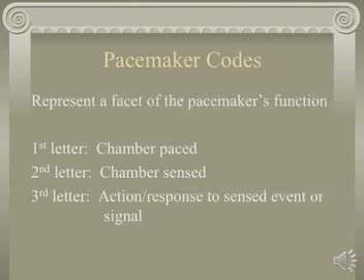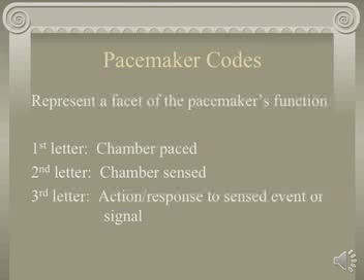All pacemakers have international codes, which consist of 3 letters, each representing a facet of the pacemaker's function. There are actually now 5 codes for pacemakers due to the internal cardiac defibrillators. But what I want you to remember are the 3 major pacemaker codes. So, when you're looking at the pacemaker codes, you may see 5 letters, but the first 3 letters are going to be very important to you.